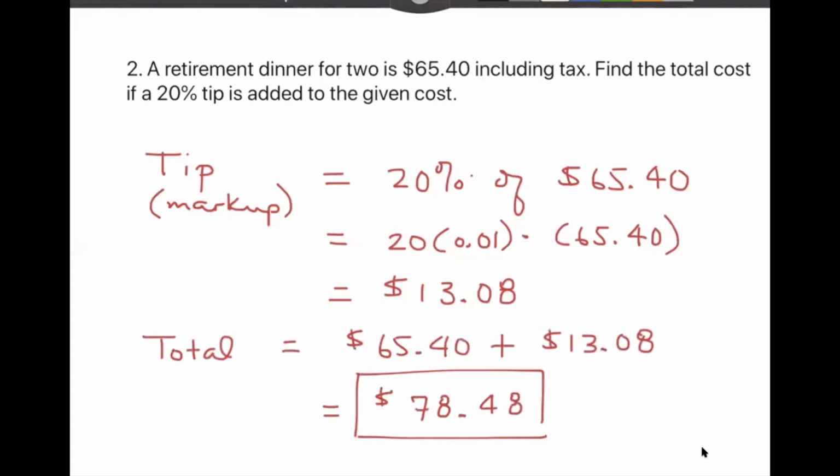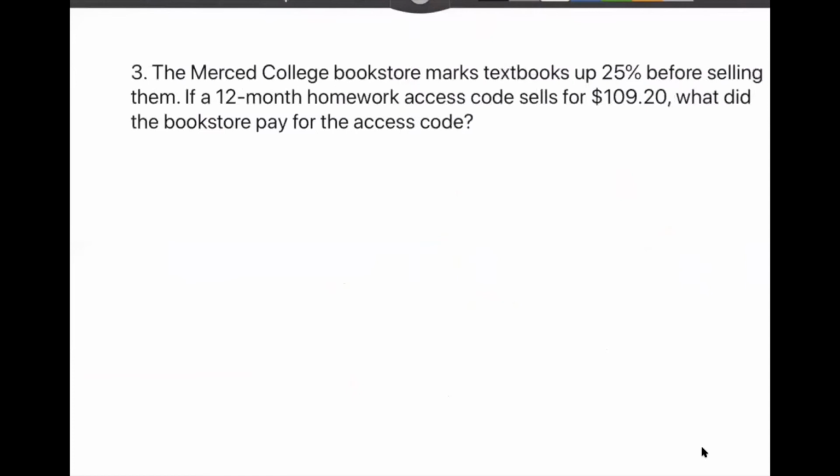All right, last example. This is one I made up. Okay, and I made this up so long ago that I can't remember if everything here is absolutely factual. So take this with a grain of salt. For example, I don't remember if it's true that the Merced College bookstore actually marks textbooks up 25%. I might have made that up.